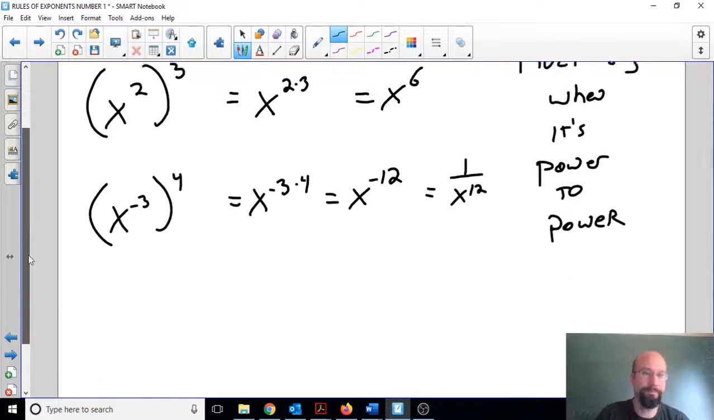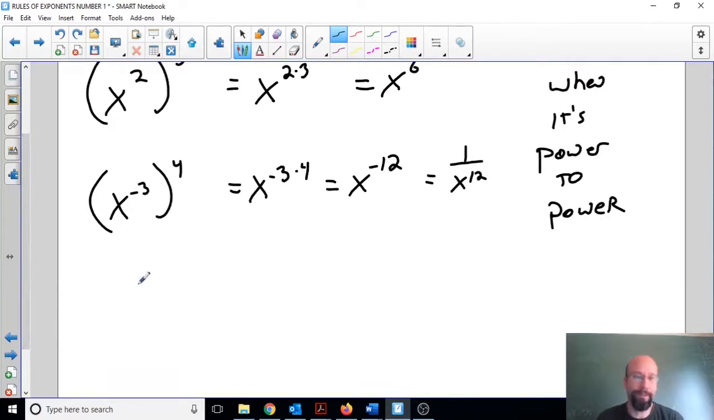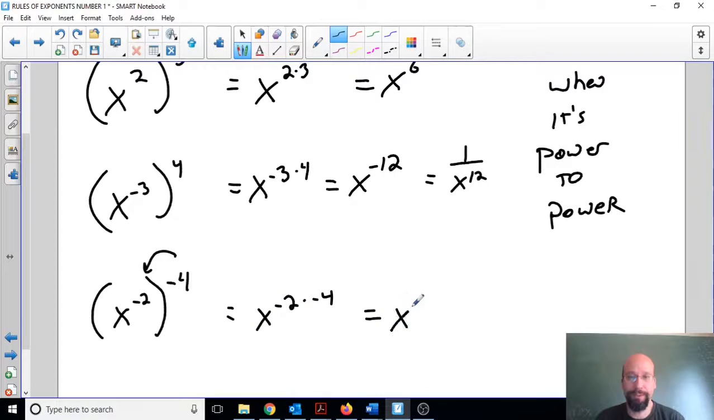All right. One more like this. Power to power, multiply. So if they're both negative, x^-2 to the power of -4. You're still multiplying, power to a power. Whatever's on the outside, you have to multiply by the inside. So it's going to be -2 times -4, which is x^8.